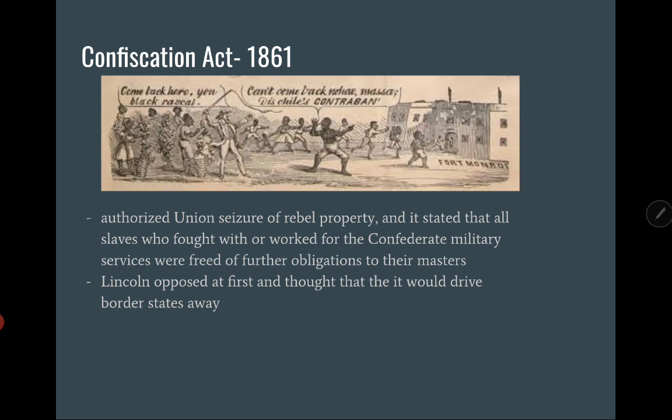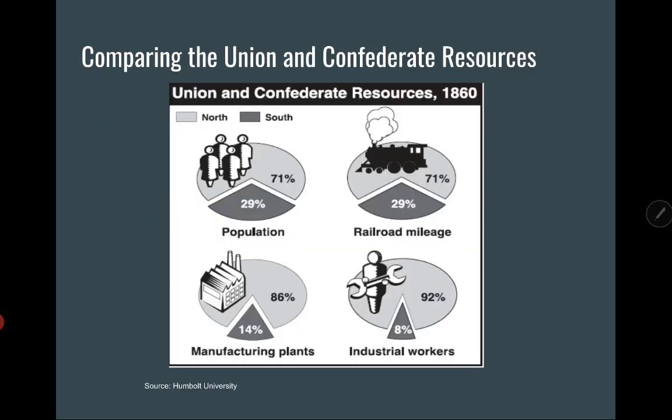Just like I can't steal your cell phone if you are walking in the middle of the street, but I could take it and confiscate it, or if it's contraband in school. So this is the Confiscation Act of 1861. And at first Lincoln actually opposes even this because he's afraid that it's going to drive away the border states.